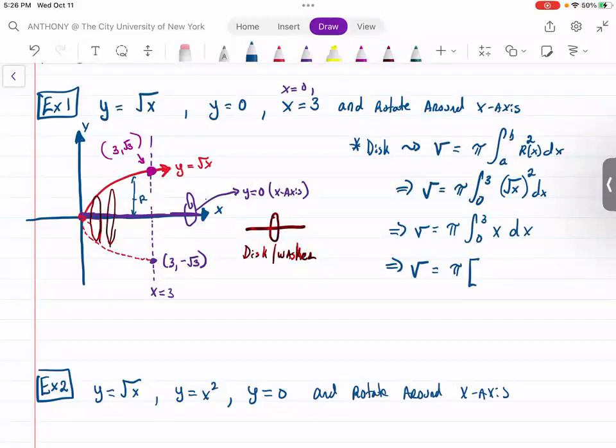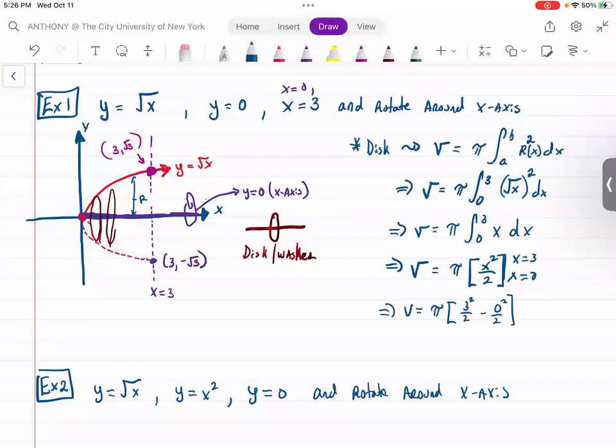X squared over 2 from x equals 0 to x equals 3. So, well, we can say that our volume, by the fundamental theorem of calculus, is equal to pi on the outside times 3 squared over 2 minus 0 squared over 2. Now, what happens to the 0 squared over 2?